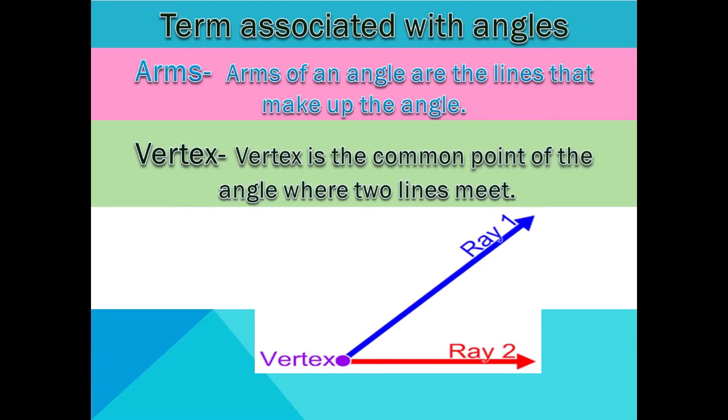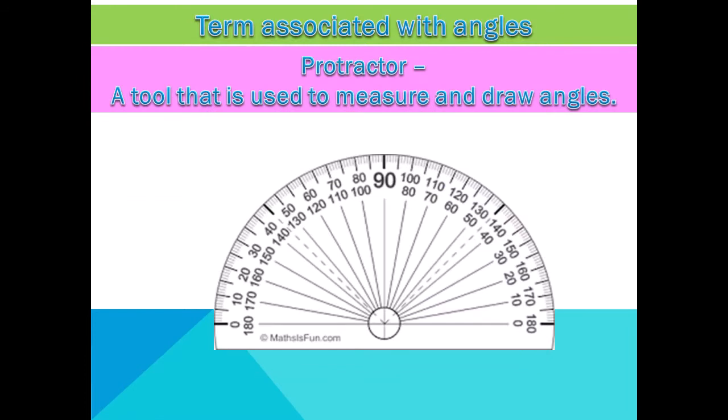Terms associated with angle. First, vertex. Vertex is a common point of the angle where two lines meet. Here, the vertex. And arms. Arms of an angle are the lines that make up an angle. Here, ray 1 and ray 2 are the two arms of the angle. Next one is protractor. A tool that is used to measure and draw angles is called a protractor. It is seen in your compass box.